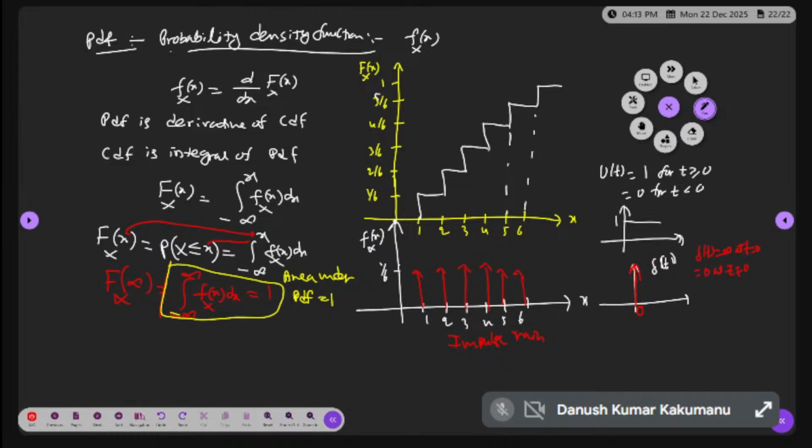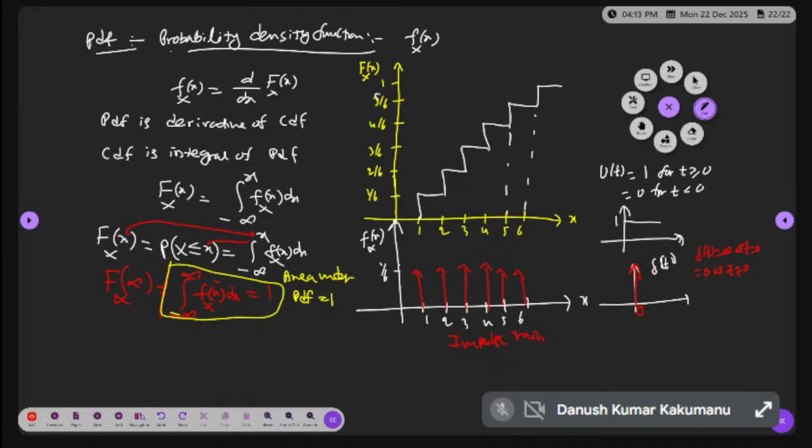This is clear to all of you? PMF is discrete, CDF is mixed, PDF is continuous. How many types of random variables do we have? Three types: discrete, continuous, mixed. Discrete is represented by PMF, continuous by PDF, and mixed by CDF.